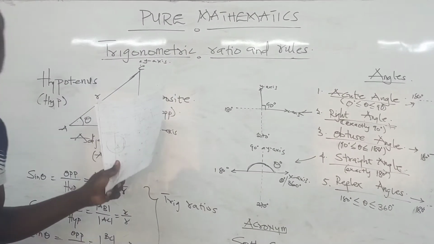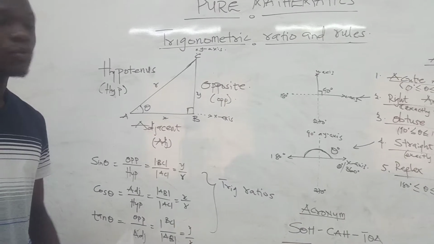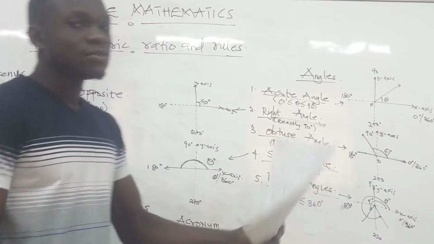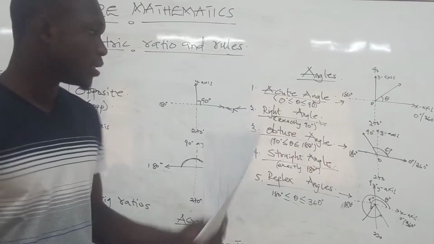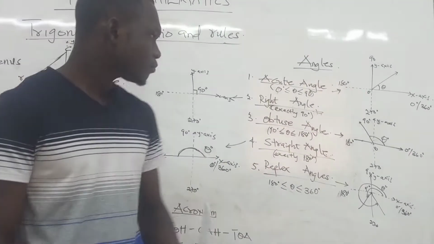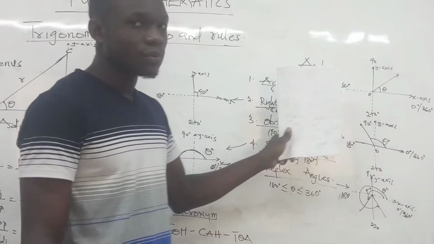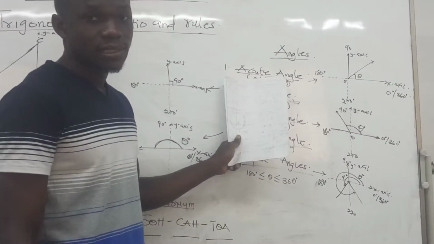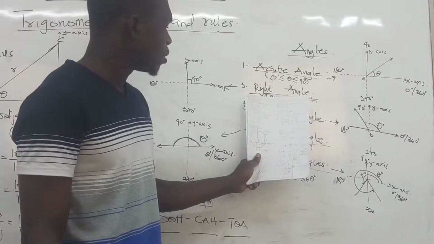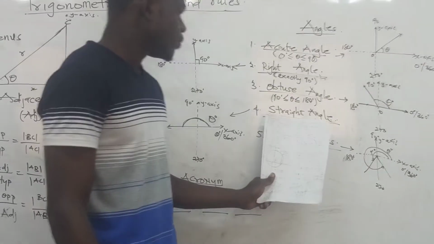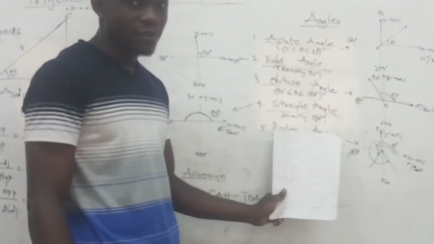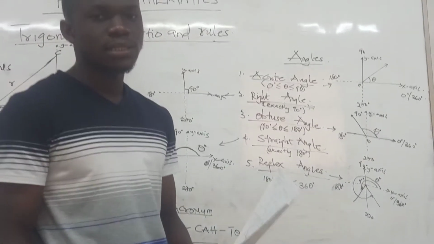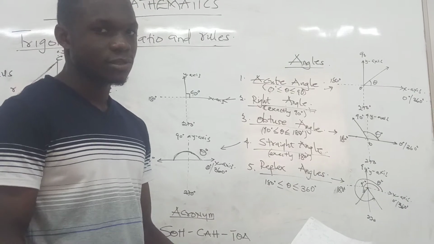Yeah, so as I said earlier, we are going to treat the topic trigonometric ratio and rules. But before then, I would want us to talk about angles so that it will aid us in the explanation of the further topics. So with angles, there are basically 5 angles. We have the acute angle, the right angle, the obtuse angle, the straight angle, and finally the reflex angle. And the acute angle is an angle that falls between 0 degrees and 90 degrees.